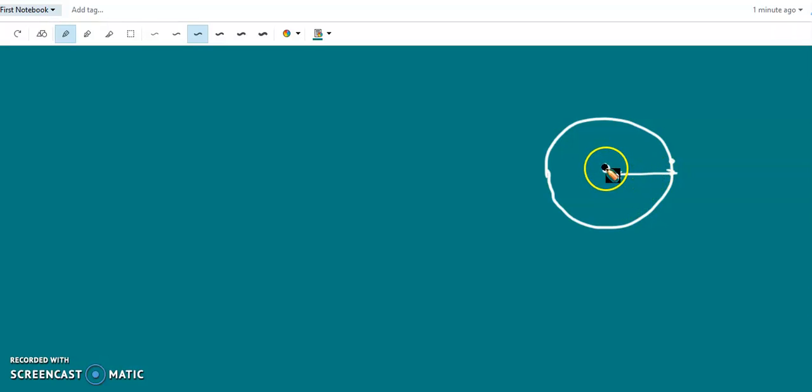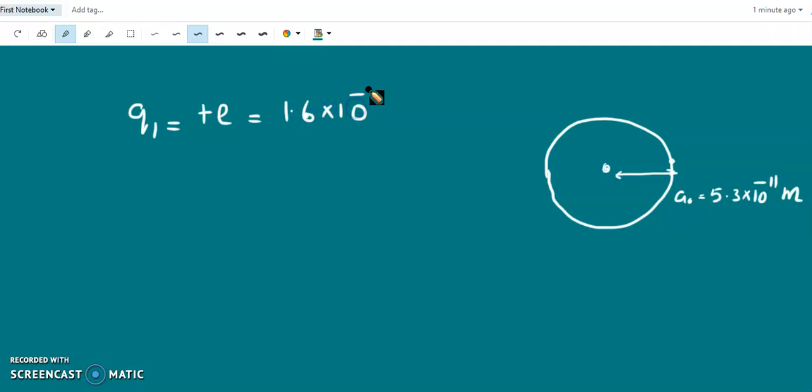So the separation between the nucleus and the electron is equal to the Bohr radius A0. This is equal to 5.3 into 10 to the power minus 11 meters. The charge of the proton is plus e, that is plus 1.6 into 10 to the power minus 19 coulombs, and that of the electron is minus e, which is minus 1.6 into 10 to the power minus 19 coulombs.